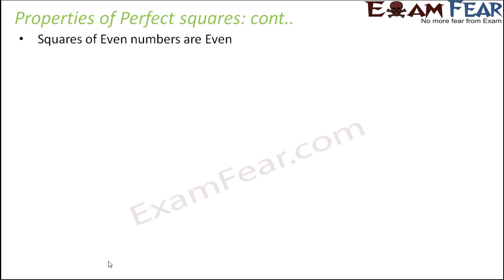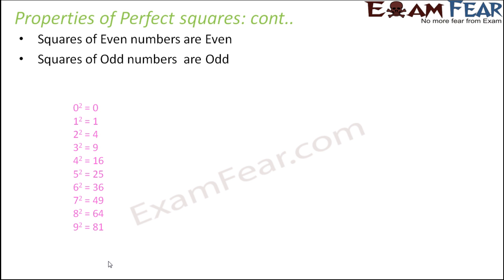Now, another important property: squares of even numbers are even and squares of odd numbers are odd. Yes, this is true. So let's look at the same list once again. When you look at this, you would see that all the odd numbers, 1, 3, 5, 7, 9, are odd numbers. So what are their squares? 1, 9, 25, 49, 81. So what are these? These are also odd numbers.